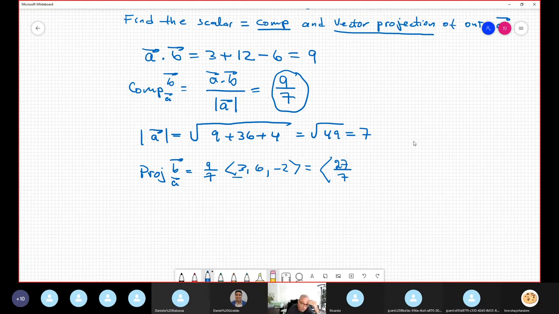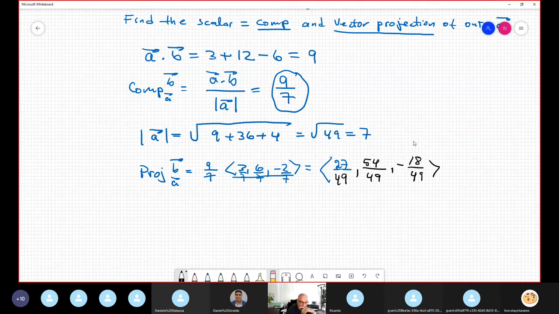And now this is the unit vector, and the magnitude is 7. So you divide by 7 here, by 7 here, by 7 here. So it is 27 over 49, comma, 9 times 6 is 54 over 49, comma, negative 18 over 49. And this is the vector projection.